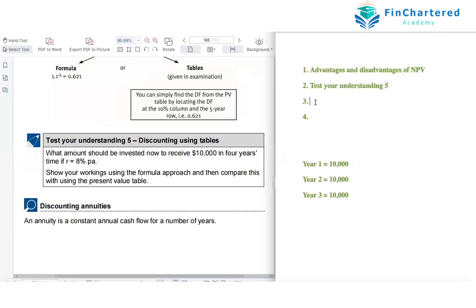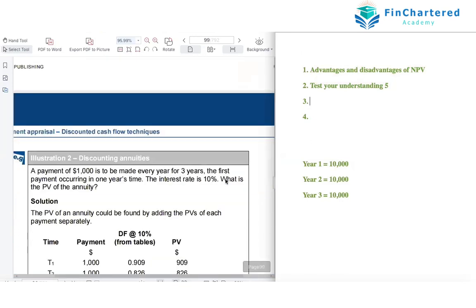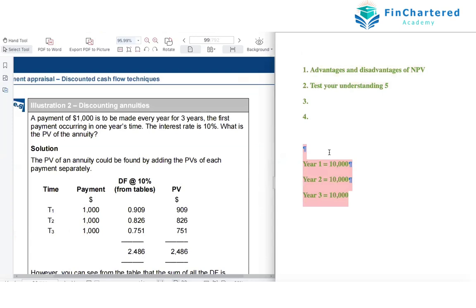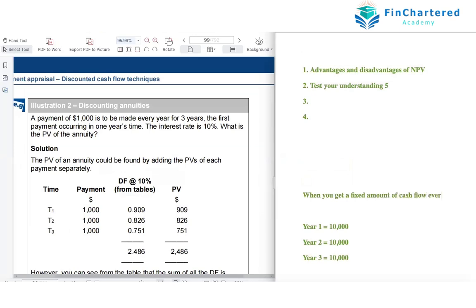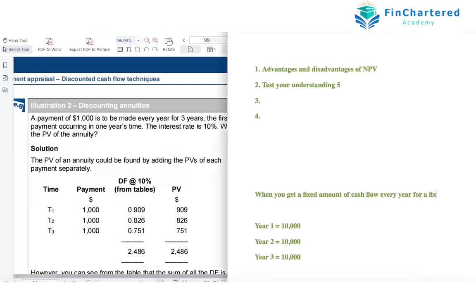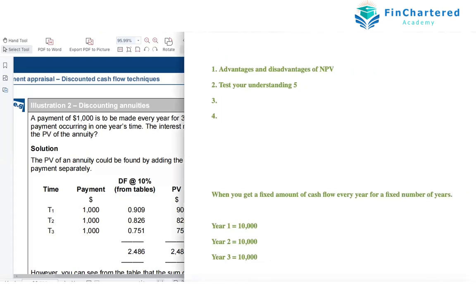What I will do is, in the last few minutes, I'll go back to advantages and disadvantages of NPV and test your understanding 5. Right. However, again, I did just mention what an annuity is. When you get a fixed amount of cash flow every year for a fixed number of years, that is an annuity.